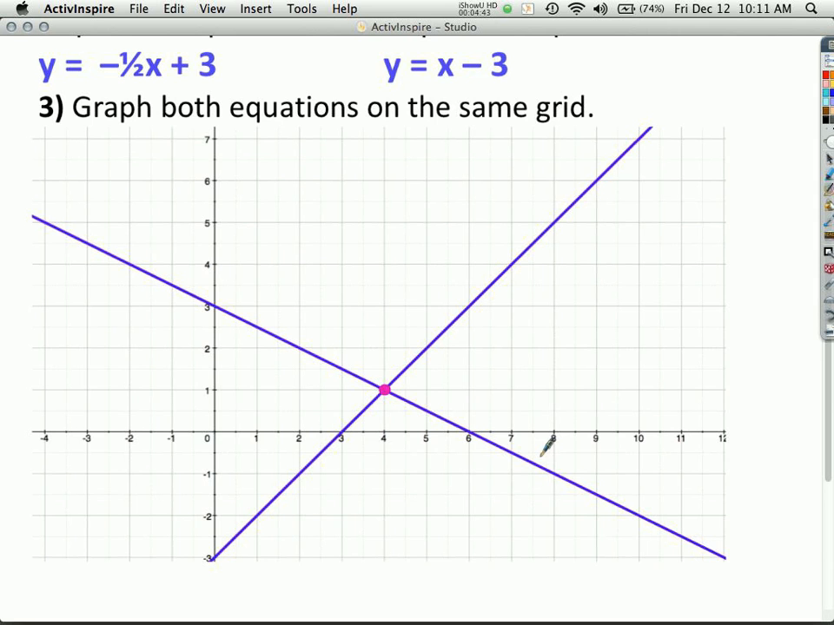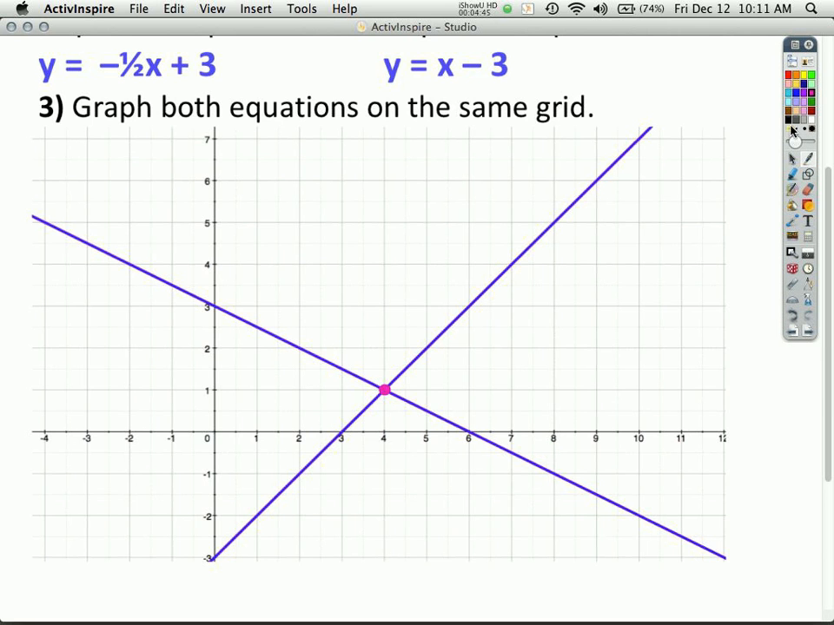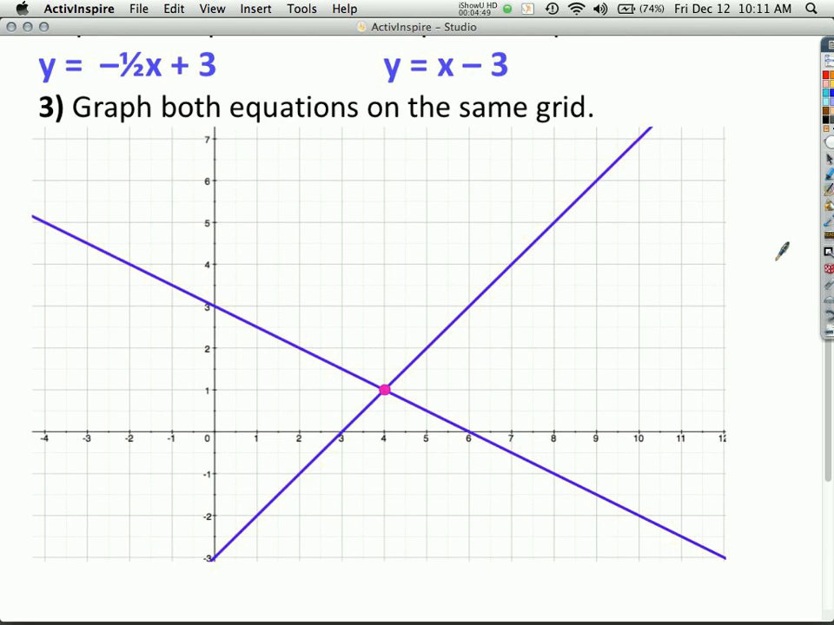What are the coordinates of that point? Marlon? 4, 1. If you did it correctly, it is 4, 1.